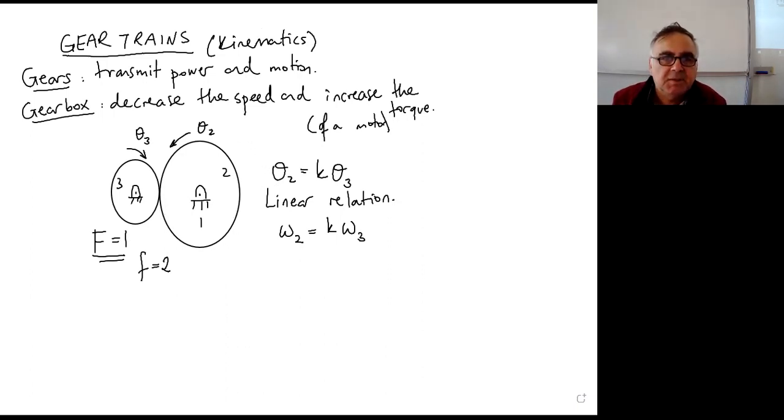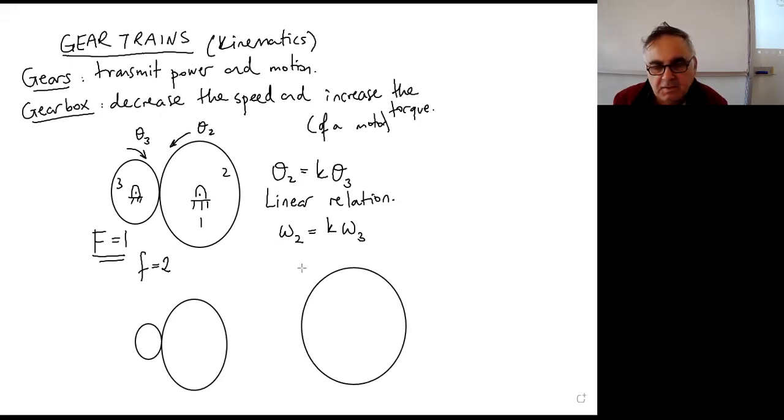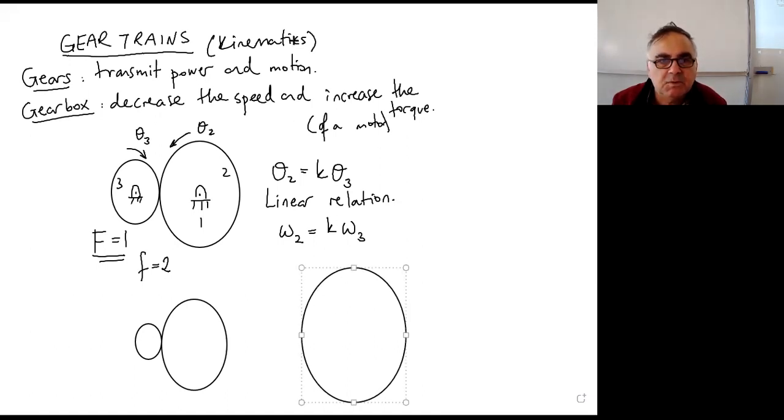gear pairs. Now, there are two possibilities for the gear pairs, by the way. One is this one I have drawn. For example, let me draw another one right here. Okay. The second is the following. You might have a large gear, and inside you can have a small one, like this one.